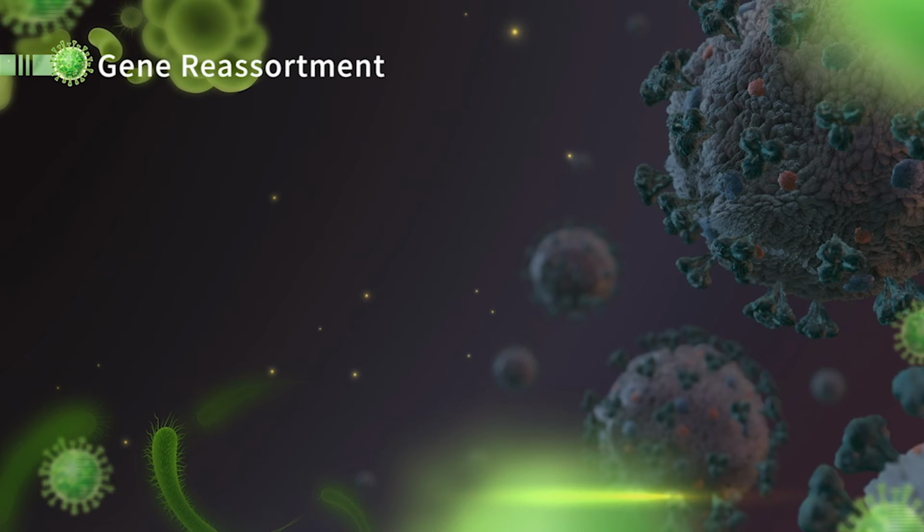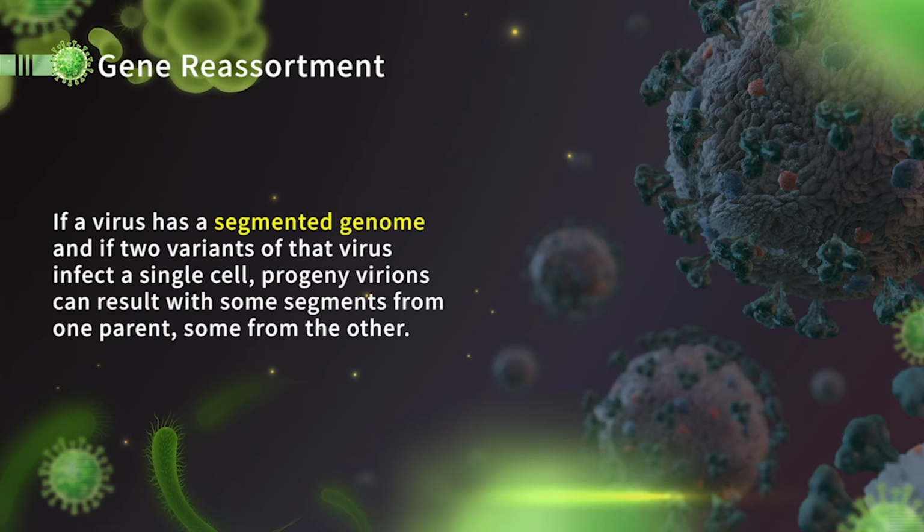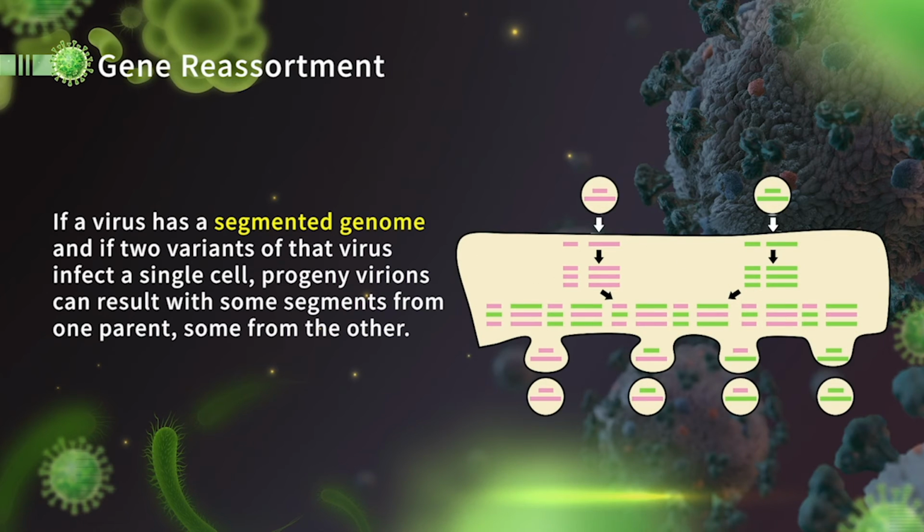Gene reassortment. If a virus has a segmented genome, and if two variants of that virus infect a single cell, progeny variants can result with some segments from one parent, some from the other. Look at this diagram. The pink virus and the green virus infect the host cell at the same time. So the progeny viruses could carry the pink gene and the green gene. That is gene reassortment.